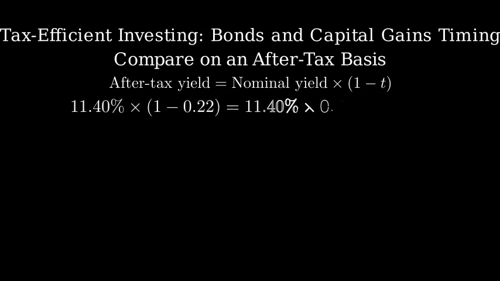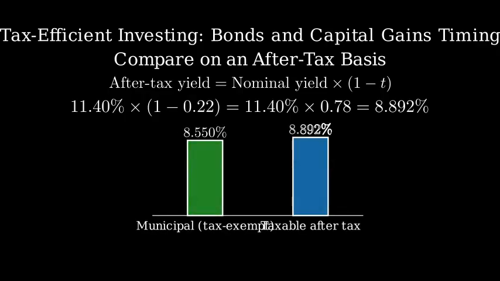Case A. If Dennis is in the 22% bracket, the after-tax yield on the taxable bond is 11.40% times 0.78, which equals 8.892%. Let's compare that to the municipal yield of 8.55%. Since 8.892% is greater than 8.55%, the taxable bond wins at a 22% tax rate.